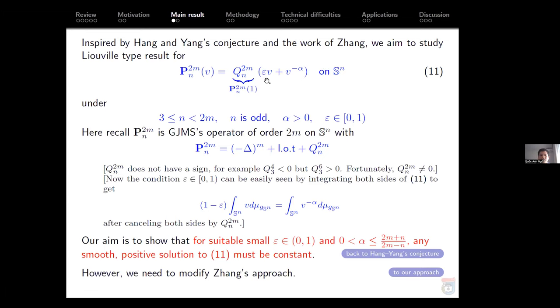GJMS operator. So inspired by the setting of Han and Yang's work, we focus on the case when the dimension is less than the order of the operator. In the case of P4, 2M equals 4, so the dimension is 3. So here the dimension is at least 3, but less than 2M, and the dimension is odd for some technical reason. Alpha is positive, and epsilon is a perturbation, which is small, in the range from 0 to 1. As I said, we wish to prove that for sufficiently small epsilon, any smooth positive solution must be constant.